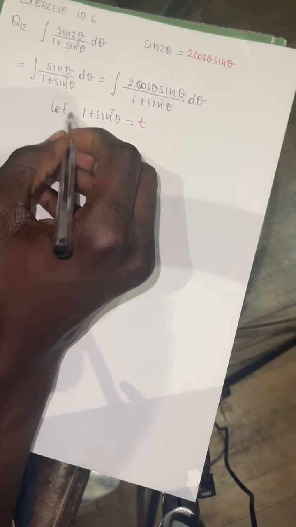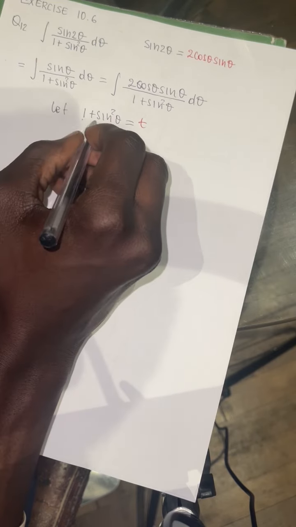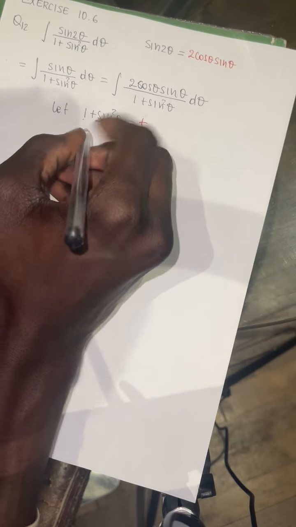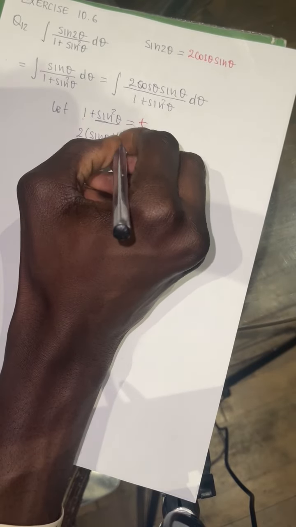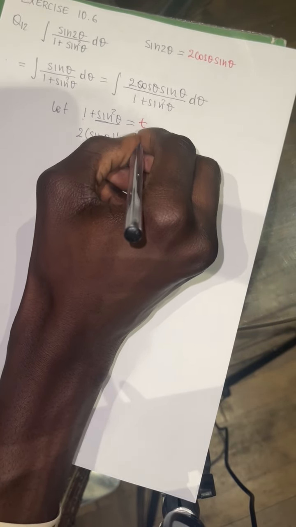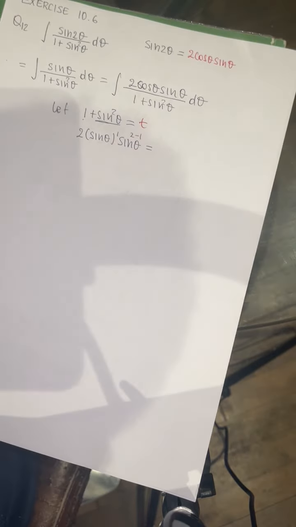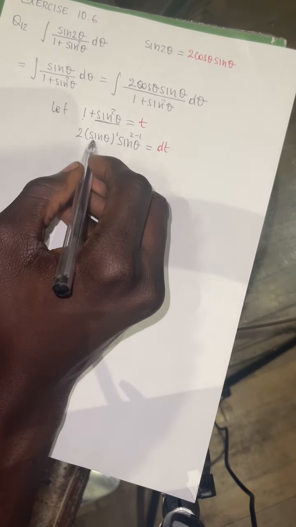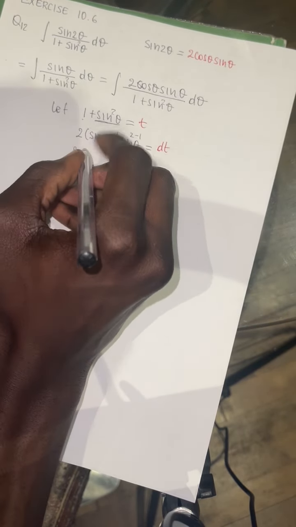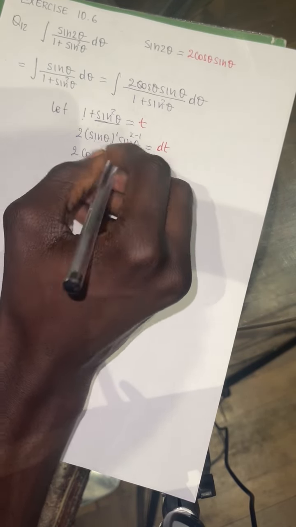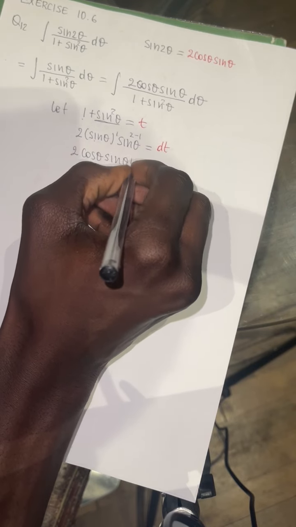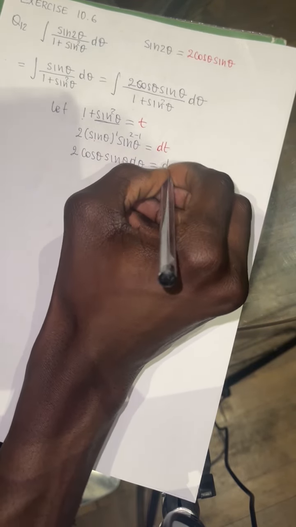Now what is the derivative of 1 with respect to theta? It is 0. Now check here, we're going to use the chain rule formula. This 2 is going to come down, and then we take sine theta to the power 2 minus 1, and on the other side we just have dt, because we are doing the derivative with respect to t. What is the derivative of sine? It is cos. So we have 2 cos theta. What is 2 minus 1? It is 1. So 2 cos theta times sine theta d theta equals dt.